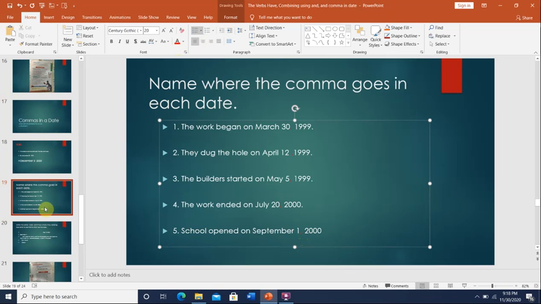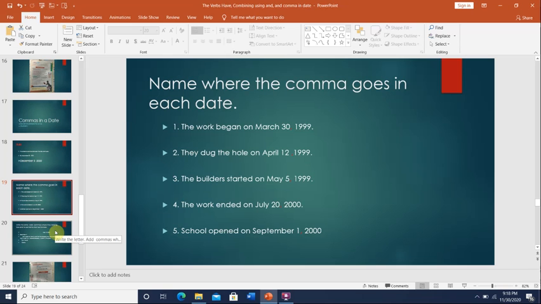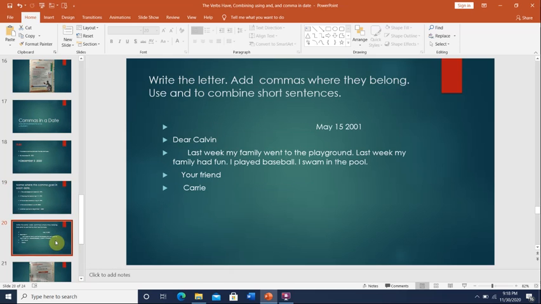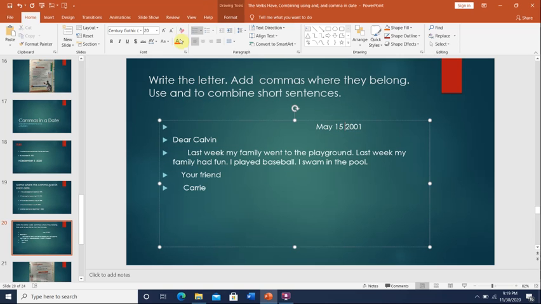Okay, and here on page 154 we'll be revising, and at the bottom here we'll be revising the parts of a letter. Okay, so when we write a letter, you're usually supposed to write the date on top. For example, May 15, 2001. Again, where do I put the comma? Between the day and the year. So I write May 15th, comma, 2001.